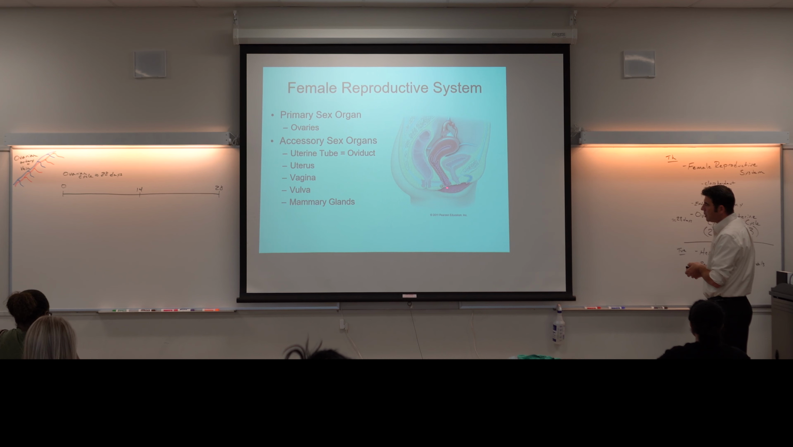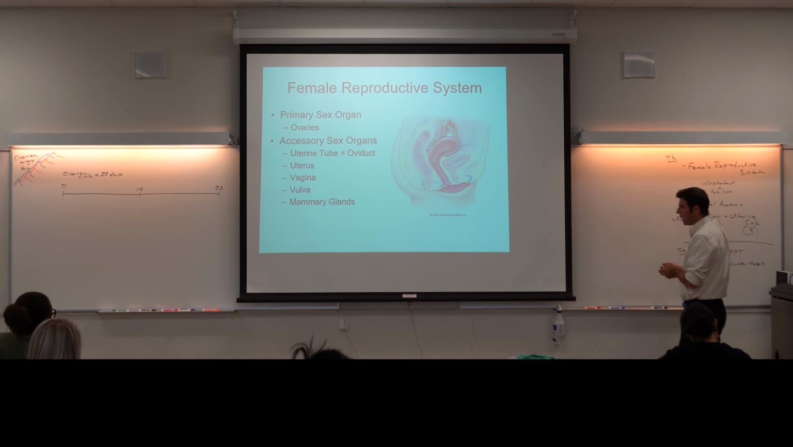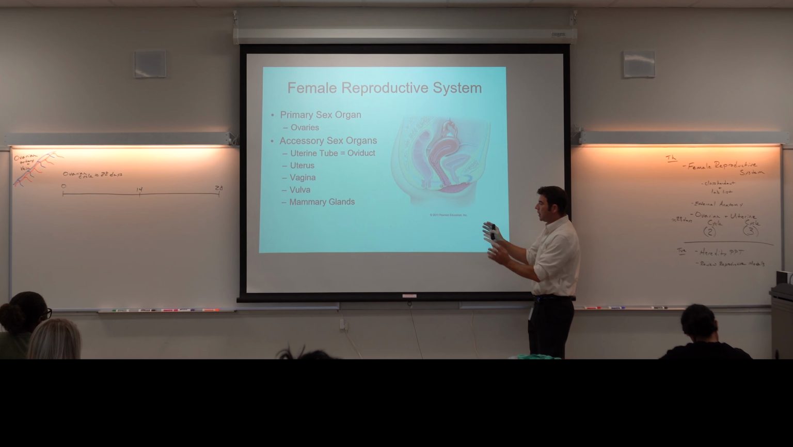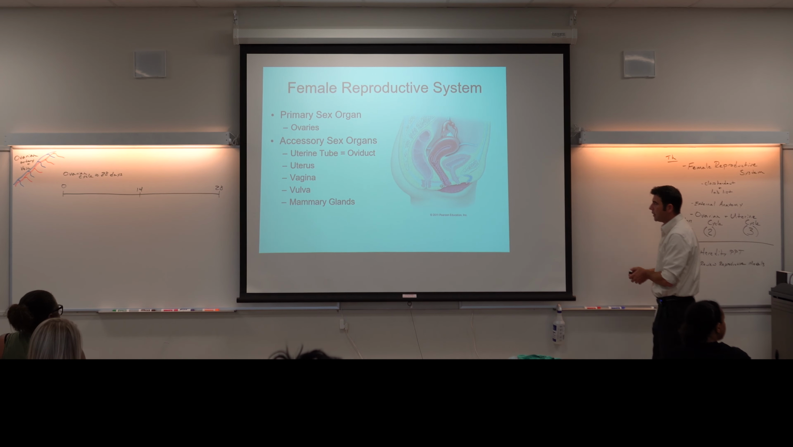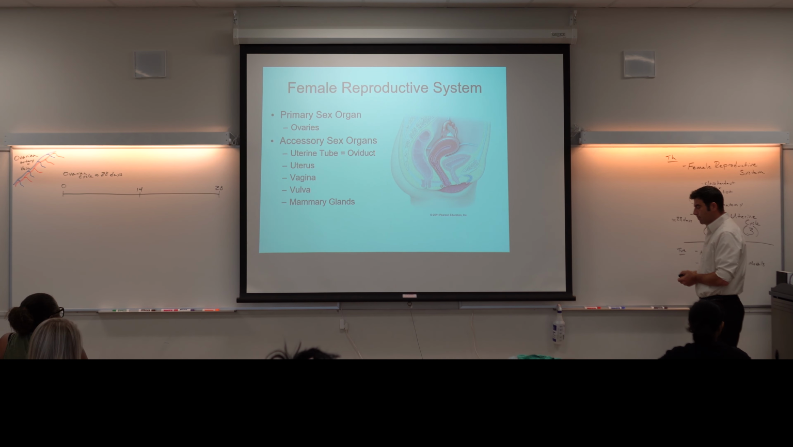We had mentioned, or maybe we haven't yet, we're going to see a structure called the vestibule, which is this area inside the labia minora, which includes the two orifices that we just pointed out, the vaginal orifice and the urethral orifice.